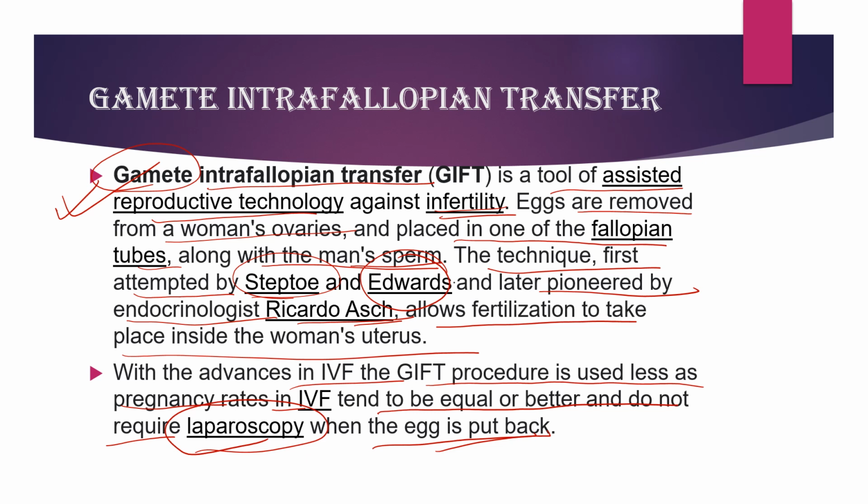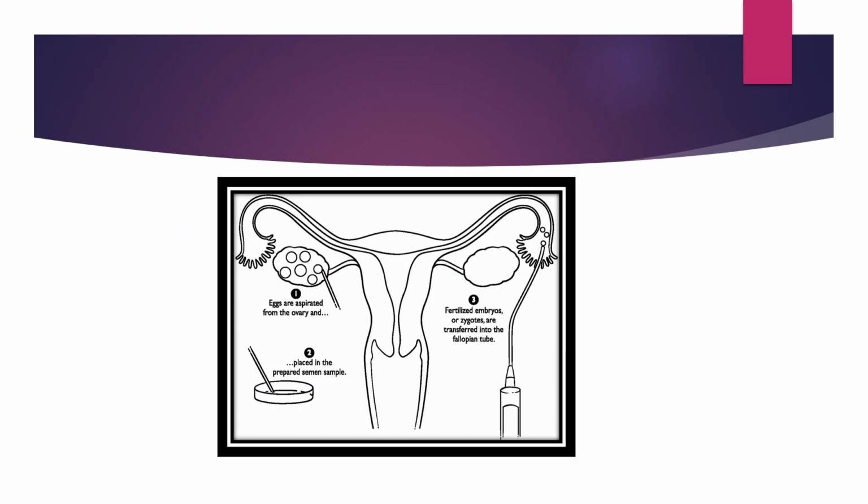Okay, so let us move on to the diagram here. So here you can see the eggs and the sperm, they all are injected inside the fallopian tube so that the fertilization can take place here, and then the full term nine months of pregnancy will happen in the uterus itself.